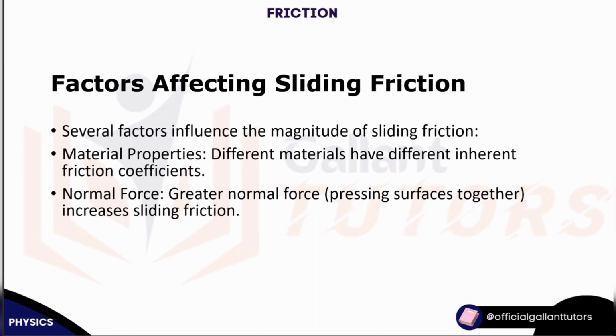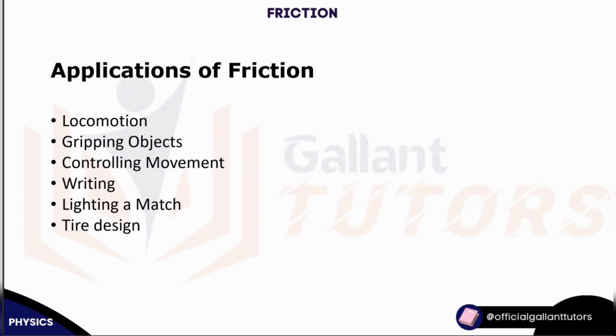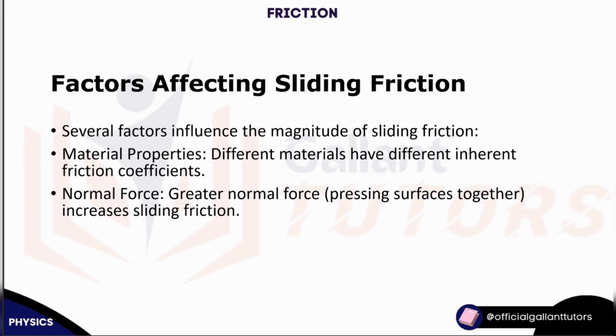Alright, so what are some factors affecting sliding friction? Because sliding friction is the one that is usually asked. You will notice that when I'm solving questions, most questions fall under this category. So several factors influence the magnitude of sliding friction. If you're smart, you should know by now. The first one is what? Material property, right?